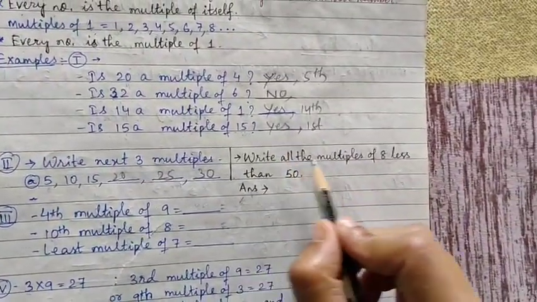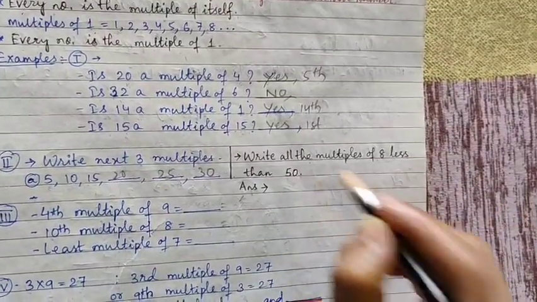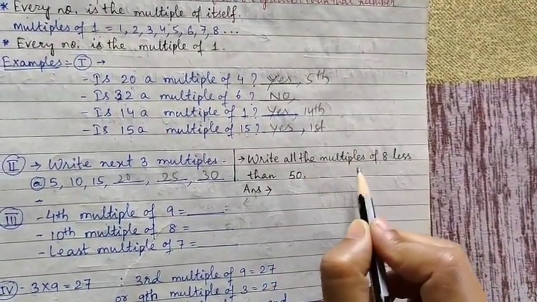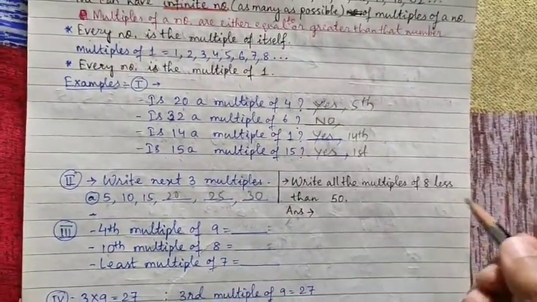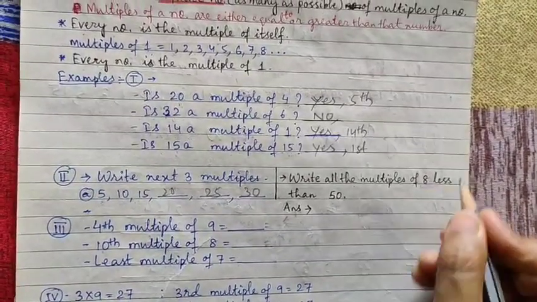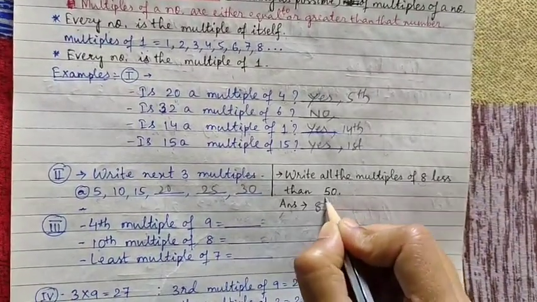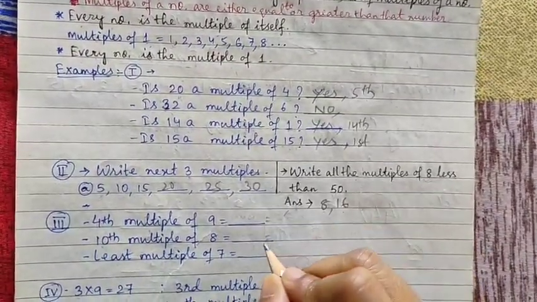Next is write all the multiples of 8 less than 50. Means you have to list all the multiples of 8 which are less than 50. So start writing the multiple of 8. So start from the first one. 8 1s are 8. Yes, it is less than 50. Okay. 8 2s are 16 is also less than 50.